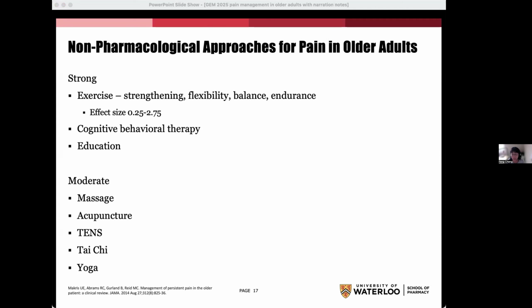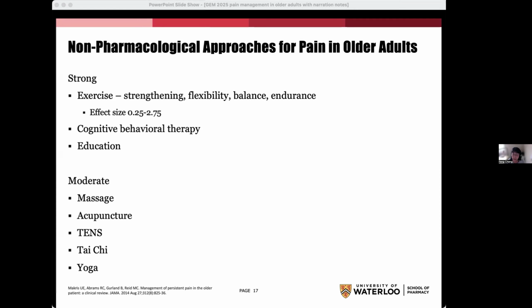One thing nice about non-pharmacological approaches is that they all have a very low side effect profile, so they're generally pretty safe for the older adult. And this is focused on older adults, by the way. The strongest evidence, probably not surprisingly, is for exercise. This is very consistent with other meta-analyses in this area. Several studies have shown that exercise reduces pain compared to usual care and improves physical function.